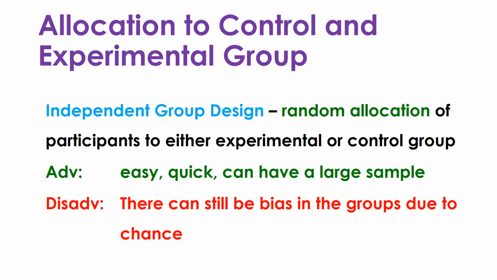The first one is independent group design, where you literally randomly allocate the participants. Everyone has an equal chance of being in either the experimental or control group. Obviously, being easy and quick, there's a huge advantage to this method, and you can have enormous samples. However, because it's a random process, you can still introduce a lot of bias, because chance can introduce a lot of bias in this particular instance.